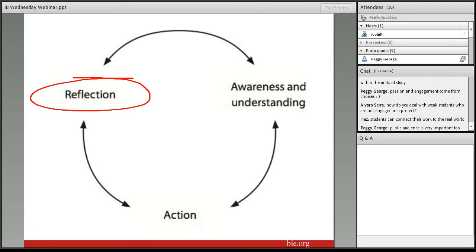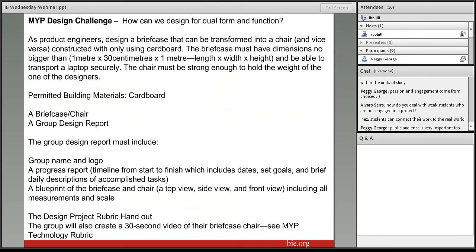So this reflection piece not only goes throughout the life of a project, but also at the end. How did the project impact who they are as a person? And that's what IB is aiming for, whether it's in the PYP, MYP, or DP: how a project and the work that students do impacts them and grows them. In today's information society, what are they doing with that information? Let's take a look at an MYP design challenge.